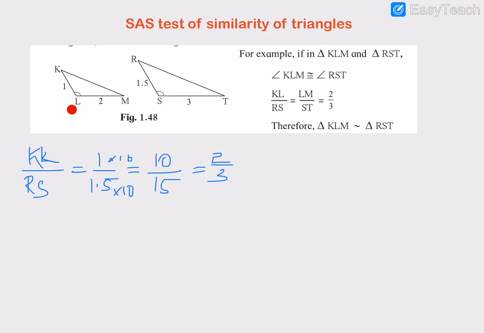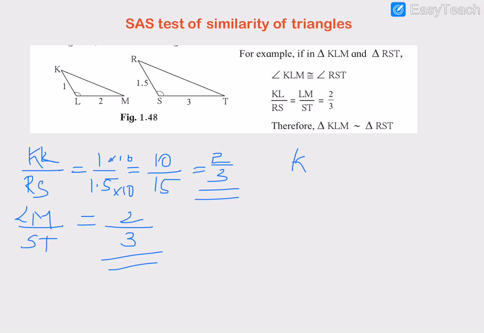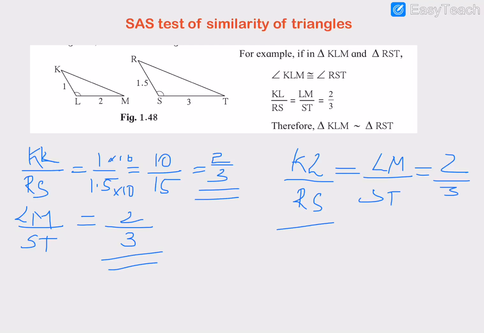Now we can go to the next side, that is LM. LM's corresponding side is ST. So we can write LM by ST is equal to, LM is 2 and ST is 3. You can see LM is 2, ST is 3. So 2 by 3. So we get that both are 2 by 3. So the ratio between the given two pairs of corresponding sides is the same. That is, KL by RS is equal to LM by ST is equal to 2 by 3.